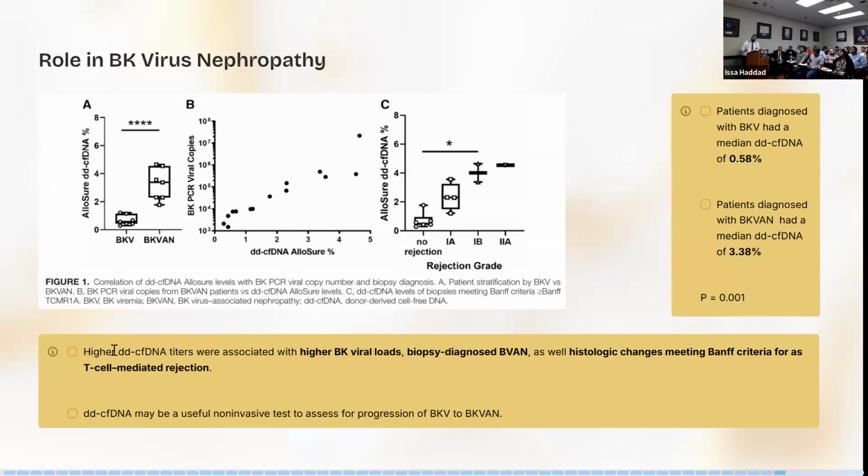And they were saying basically that higher donor-derived cell-free DNA were associated in this study with higher BK viral loads, with more biopsy-diagnosed BK virus-associated nephropathy, as well as histologic criteria meeting the Banff criteria for T-cell mediated rejection. But they talked more about the BK virus nephropathy more than anything else. And it was statistically significant, the difference between BK viremia only or BK viremia with associated nephropathy: 0.58 to 3.38.